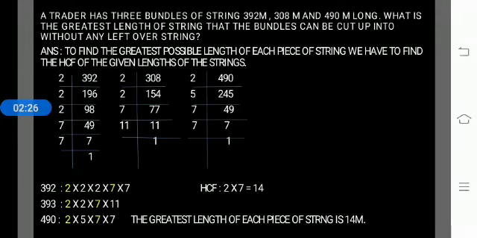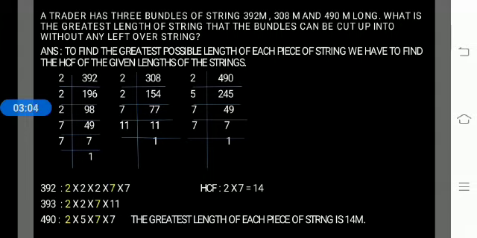The next sum. A trader has 3 bundles of strings of length 392 meters, 308 meters and 490 meters. The strings in the 3 bundles are cut into pieces of equal length so that no string is left over. What is the greatest possible length of each piece? To find the greatest possible length of each piece of string, we have to find the HCF of the given lengths.